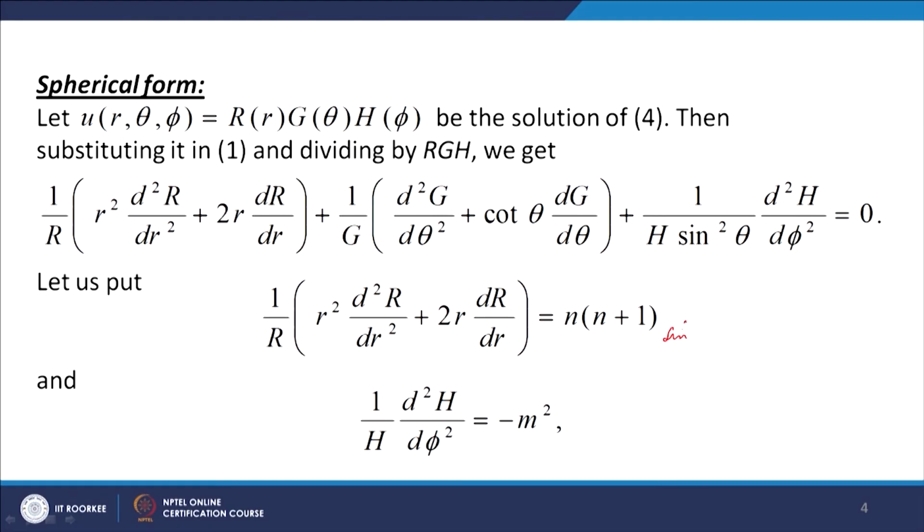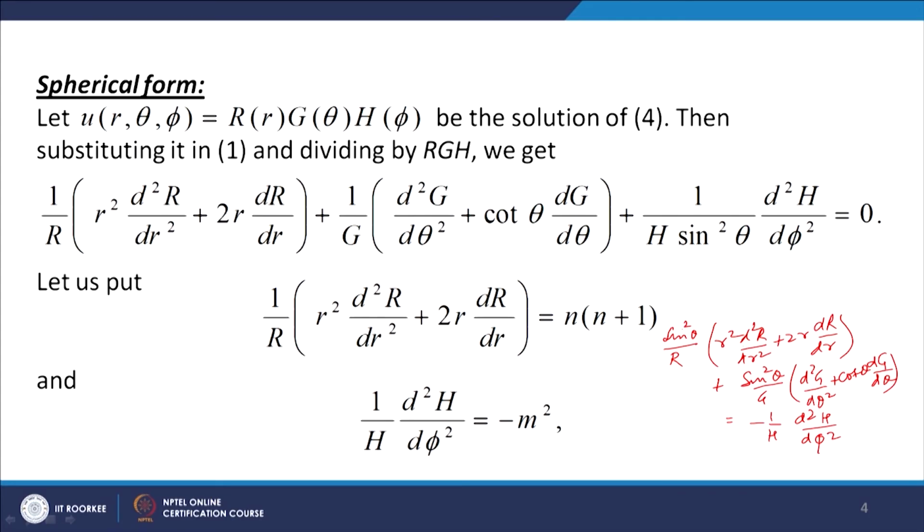Sin squared theta into 1 by R d squared R over dr squared plus 2r dR over dr, plus sin squared theta over G into d squared G over d theta squared plus cot theta dG by d theta, equal to minus 1 over H d squared H over d phi squared.